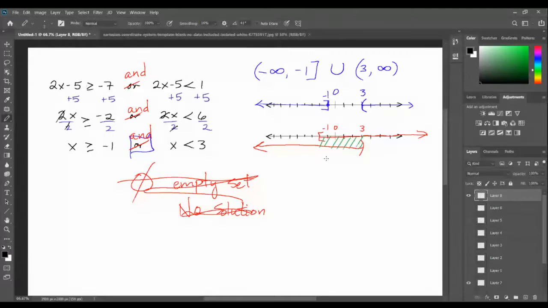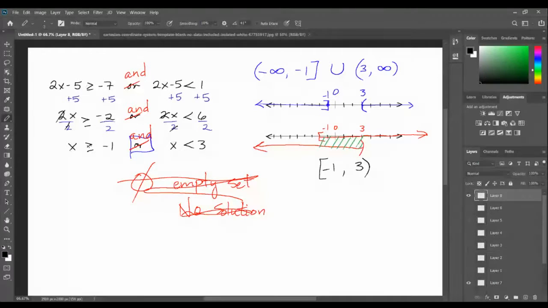So my solution in interval notation looks like that for the and when we reverse those. So that is the collection of numbers. Any number between -1 and 3, not including 3, but including -1, would satisfy both of those. So if I plug in, say, 0, is 0 greater than or equal to -1? Yes. Is 0 less than 3? Yes. So 0 makes this and this true.